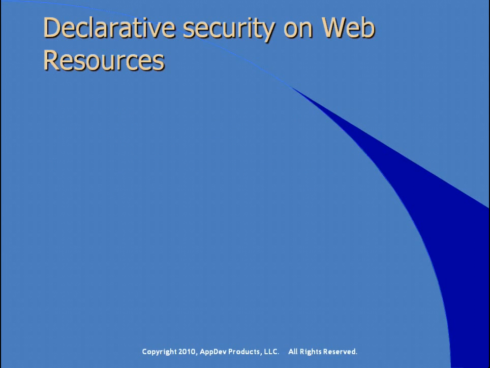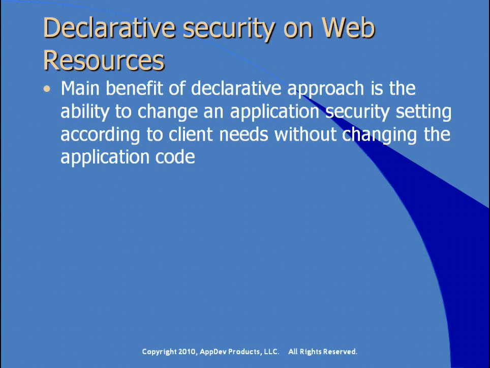Now, using declarative security on web resources. The main benefit of the declarative approach to configuring role-based security settings is having the ability to change security settings according to the client needs without changing the application code. This is one of the benefits of any declarative approach, not just declarative security within a web application.